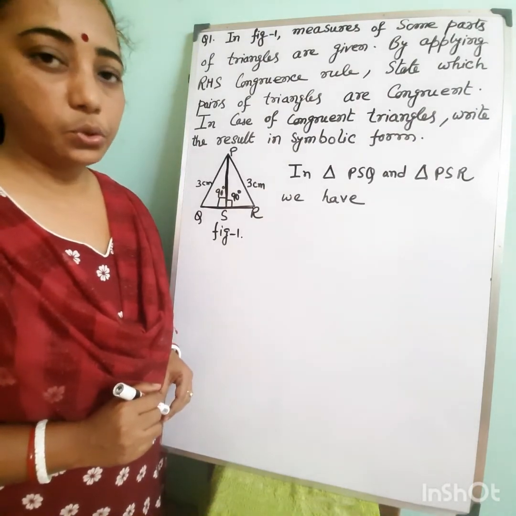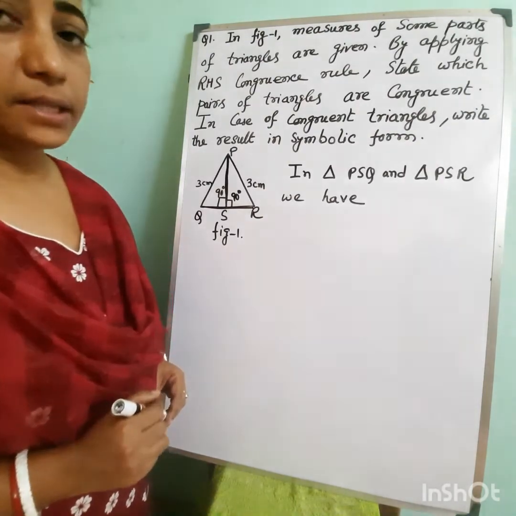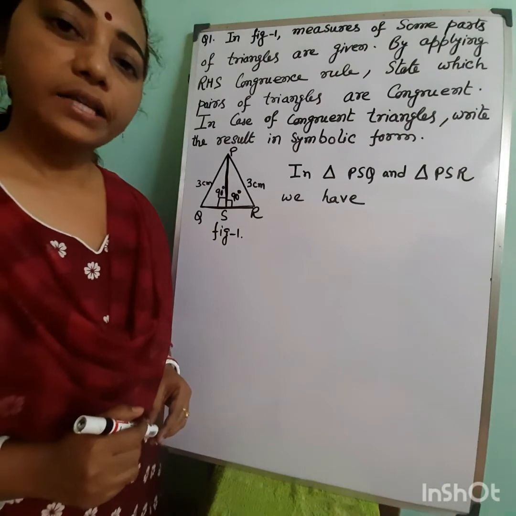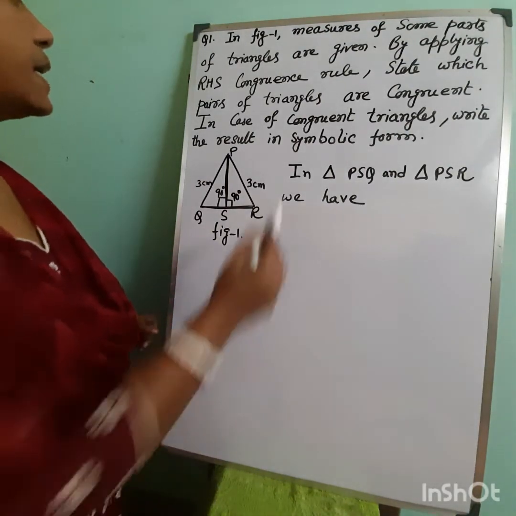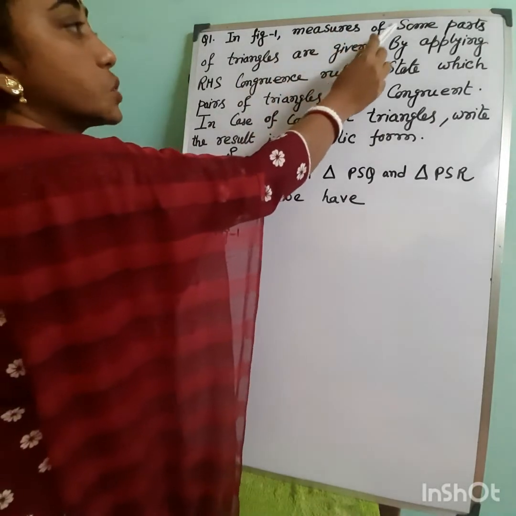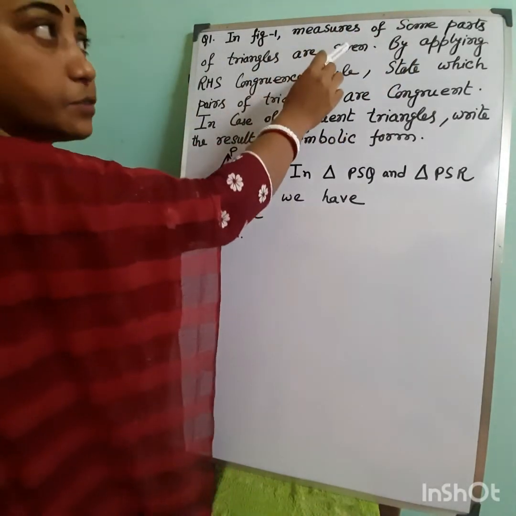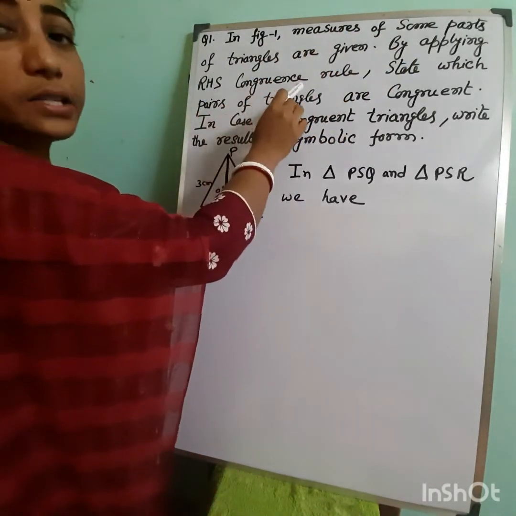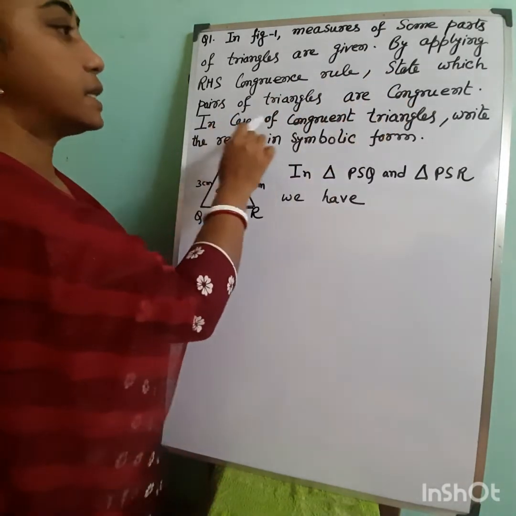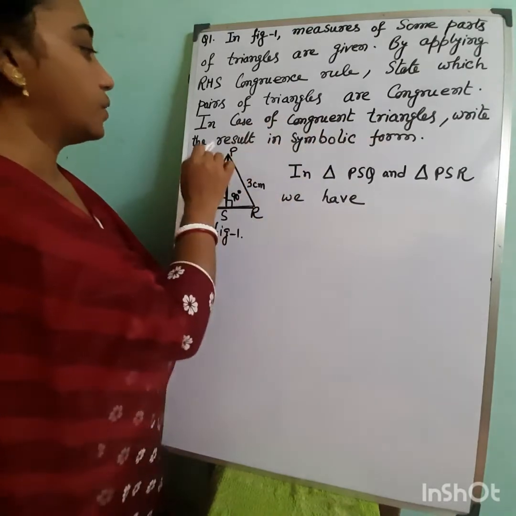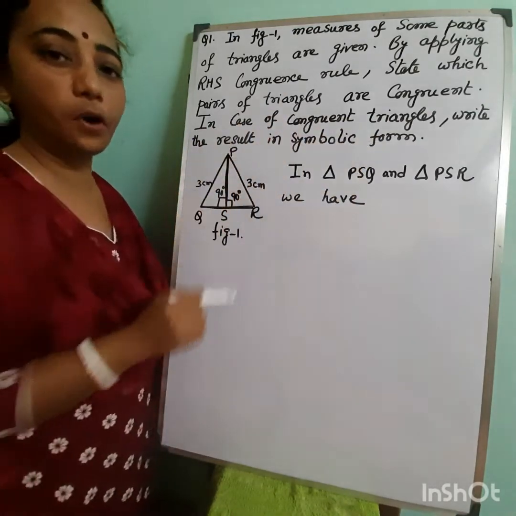Today in this video, we will do some more examples related to the RHS congruence rule. Let's see one example. In figure 1, measures of some parts of triangles are given. By applying the RHS congruence rule, state which pairs of triangles are congruent. In case of congruent triangles, write the result in symbolic form.